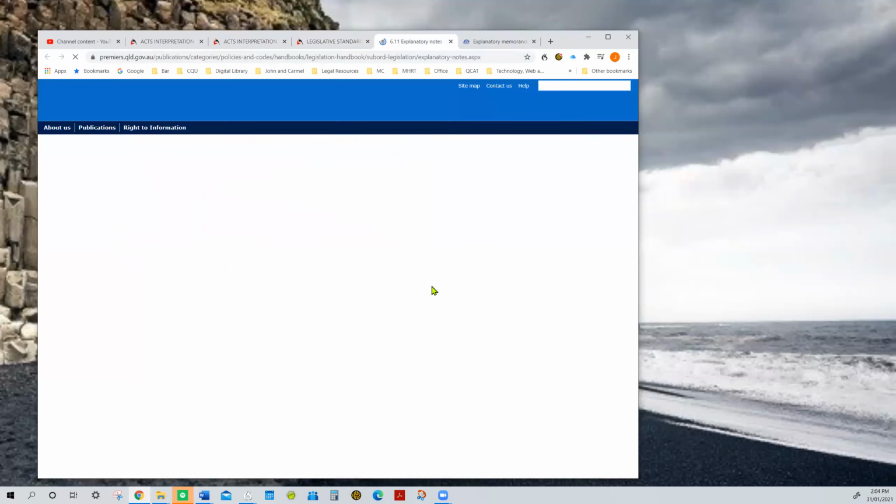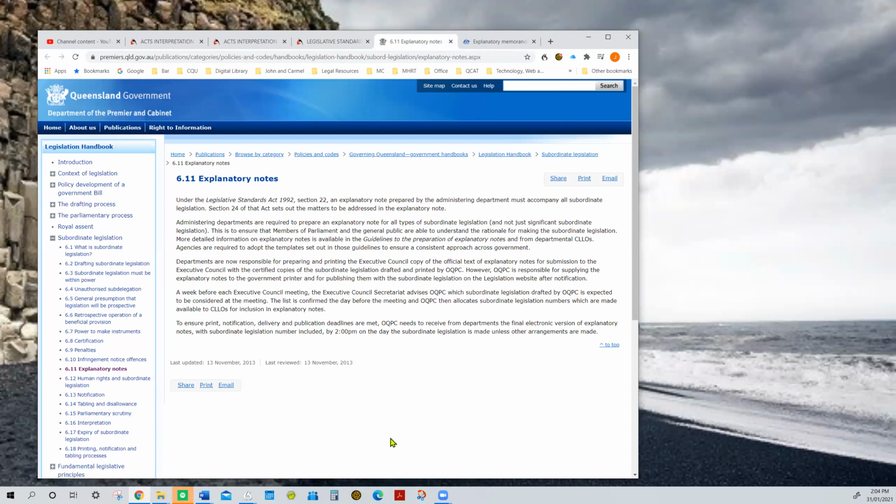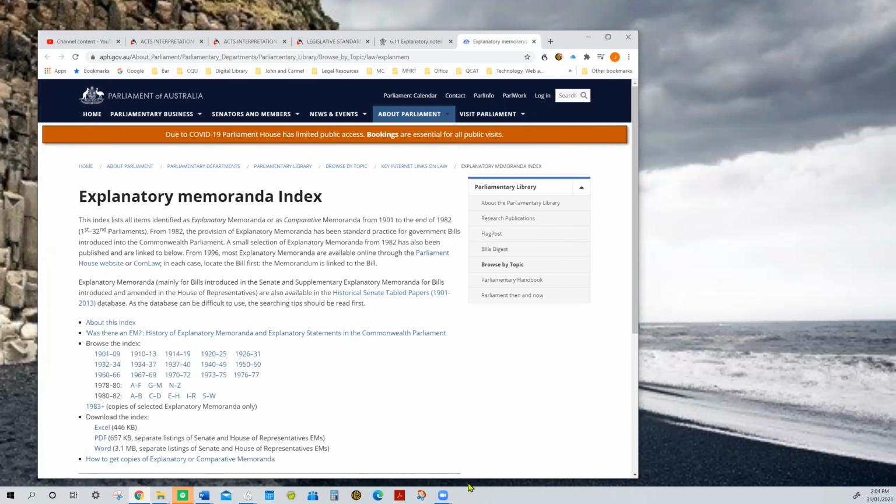If you wish some more detail on that, have a look at the excellent legislation handbook produced by Queensland Parliament, Department of Premier and Cabinet. I've just highlighted example 6.11 dealing with explanatory notes. But you'll note from the index that there's a lot of material that would help you considerably when it comes to statutory interpretation. Time permitting, we'll come back to that, but I do want you to look at that. And also in a Commonwealth context, because it's difficult sometimes to find when and if there was an explanatory memoranda in existence, this website from the Australian Parliament provides some useful information about that.